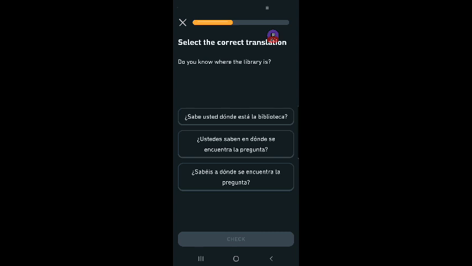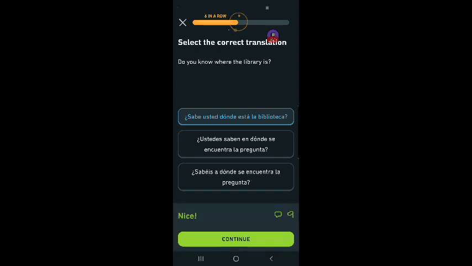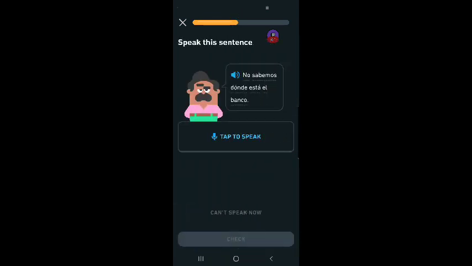You know where the library is? ¿Sabe usted dónde está la biblioteca? Do you know where the library is? No. It's do you know where the library is? ¿Sabe usted dónde está la biblioteca? No sabemos dónde está el banco. No sabemos. We know dónde, where, está is the bank.